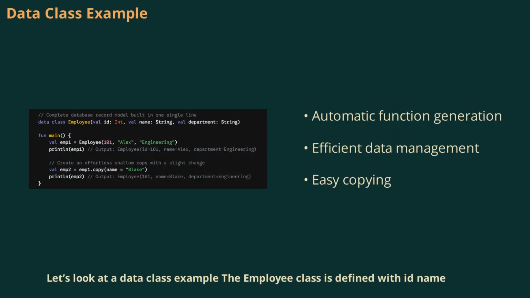Let's look at a data class example. The Employee class is defined with id, name, and department properties. When you create an instance, Kotlin automatically provides useful functions like toString and copy. For instance, you can create a shallow copy of an employee with a slight change in the name. Data classes make it easy to manage and manipulate data models efficiently.